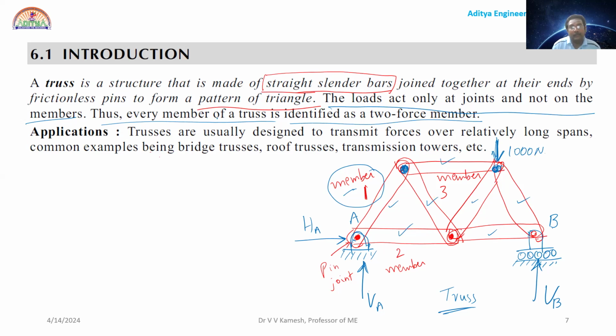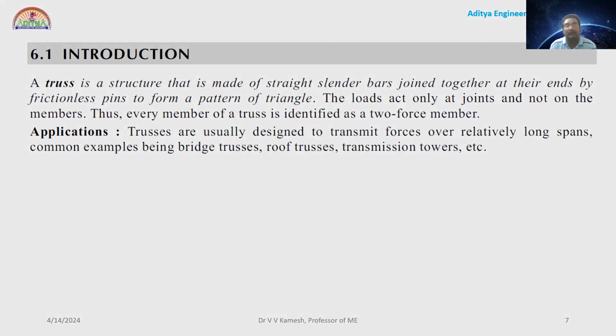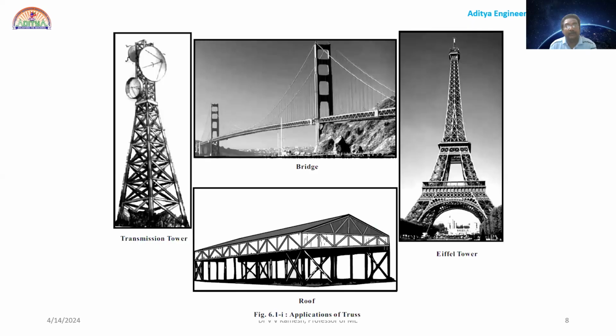And what are the different applications of trusses? They are usually designed to transmit forces over relatively long spans. You see this long span: river bridges, very long bridges. Common examples are bridge trusses, roof trusses, and transmission towers. You might have seen transmission towers in our college also. So these are the different examples: transmission towers, bridges, the Eiffel Tower, and roof trusses.